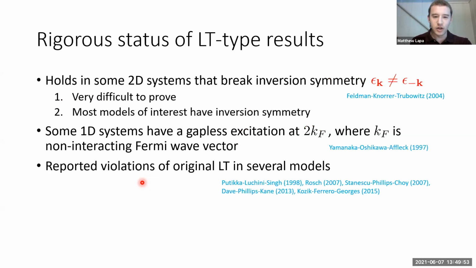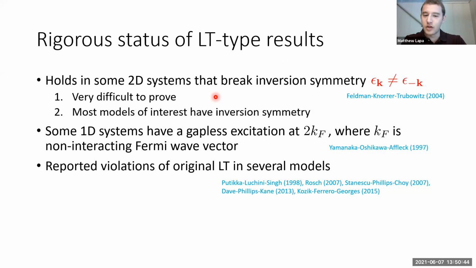So let me talk a little bit about the rigorous status of this kind of result. It turns out that if you look at some 2D models that break inversion symmetry, where this E would be the energy of the single particle part of the Hamiltonian in momentum space, breaking inversion symmetry eliminates zero momentum pairing instabilities, because now the energy at plus and minus K are not the same. In that case, although with great difficulty, you actually can prove a result like Luttinger's original one, where you prove that there really is a discontinuity at the non-interacting Fermi surface. But of course, most models of interest do have inversion symmetry, so this is not a very natural assumption.